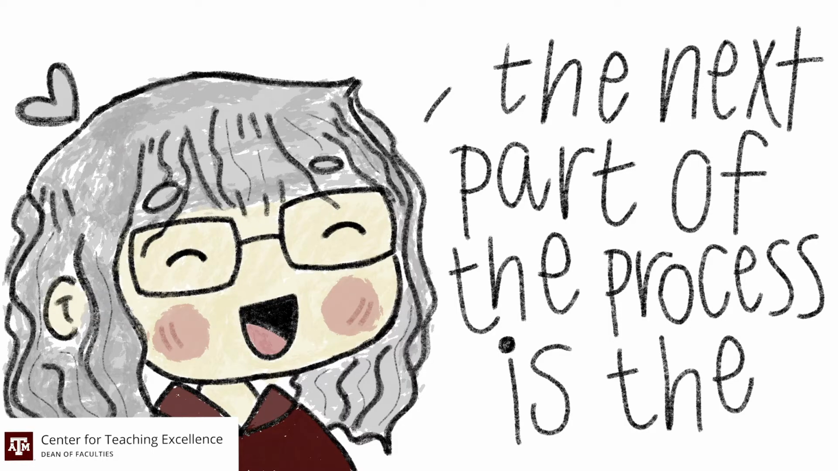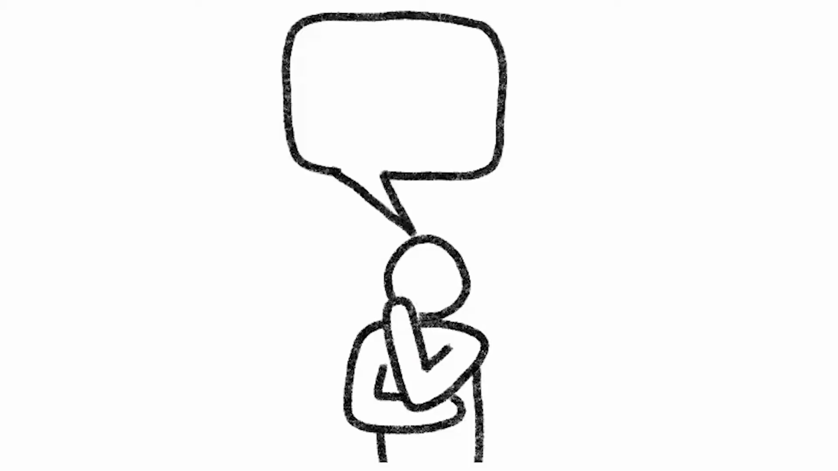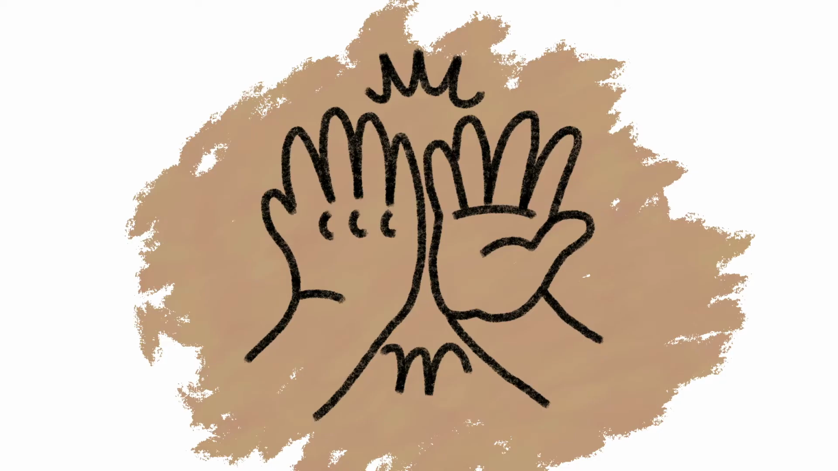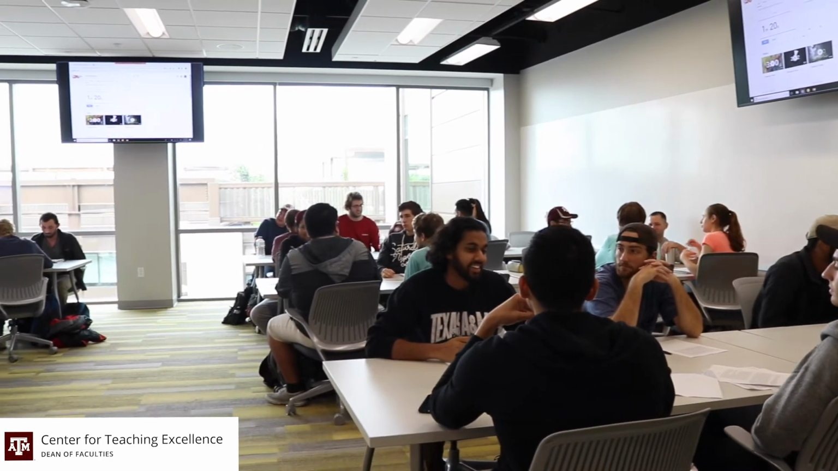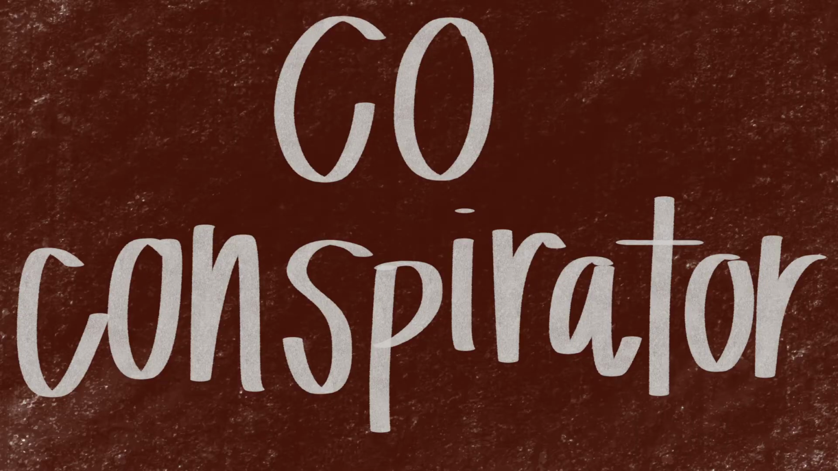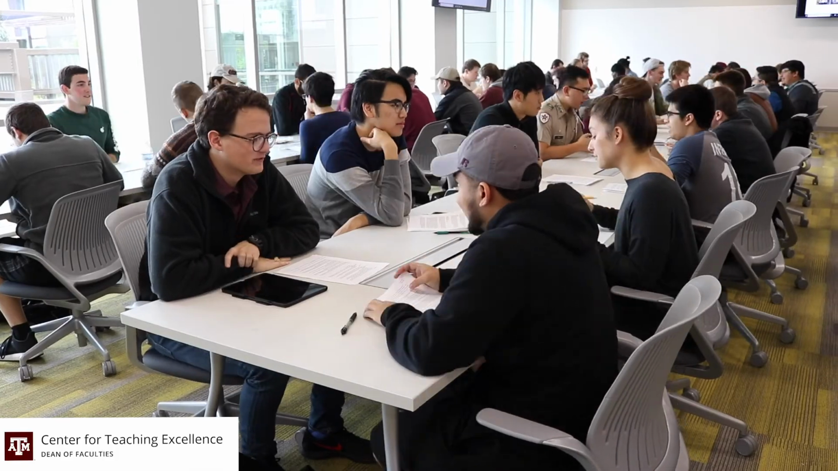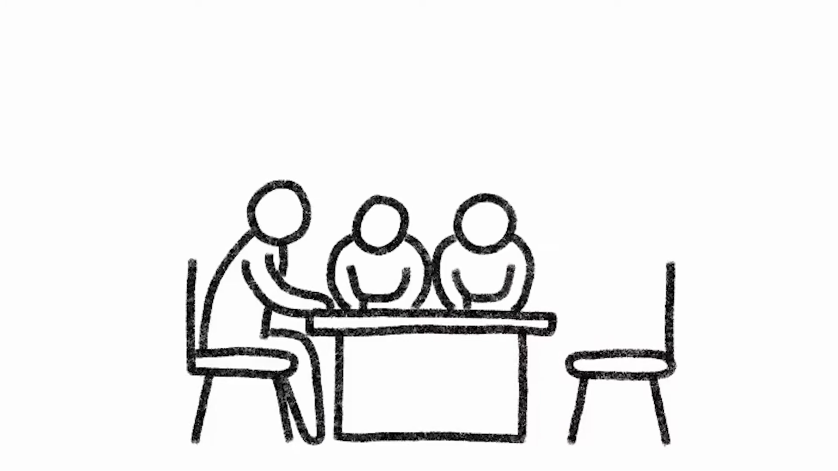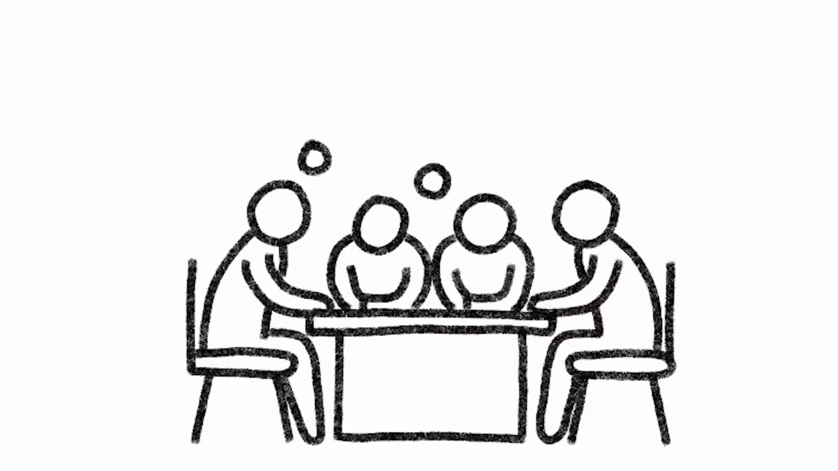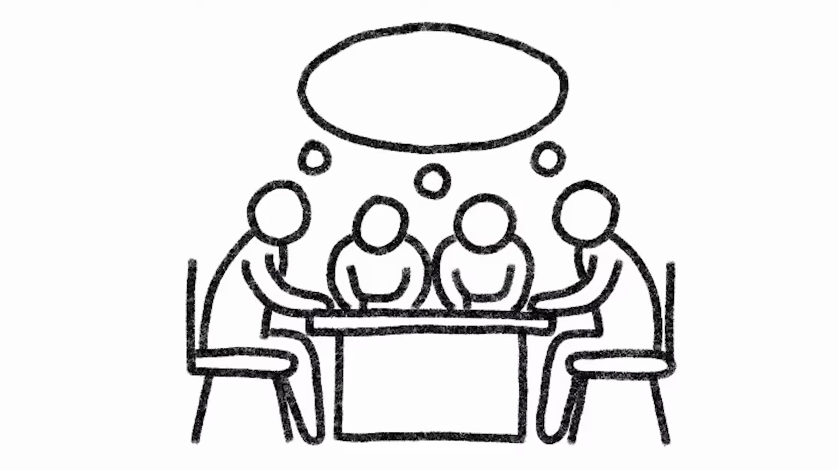The next part of the process is the pair, where they take those thoughts that they've just formulated on their own and share them with their partner. It might be their high five buddy, it might be their elbow buddy, but they're sharing with somebody and they're getting a co-conspirator in the classroom to kind of consolidate their information, to compound their thought process. At that point, you might go into the share part of the process, but you may also decide to join 2 groups together. So now they're in a group of 4 and they're a discussion group of 4 and they're sharing their thoughts as a group.